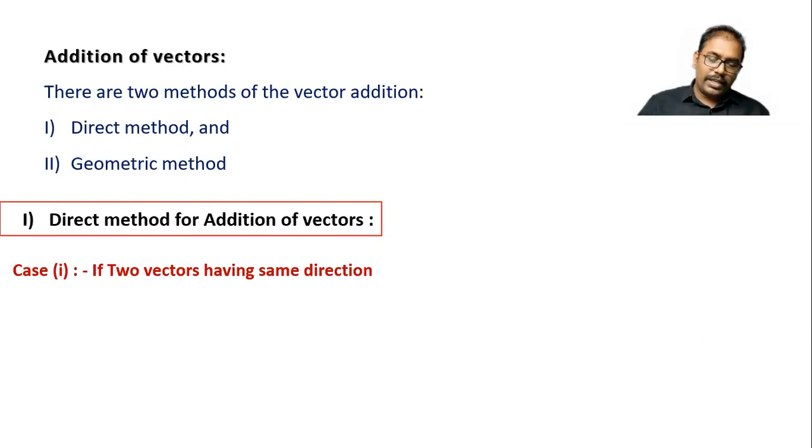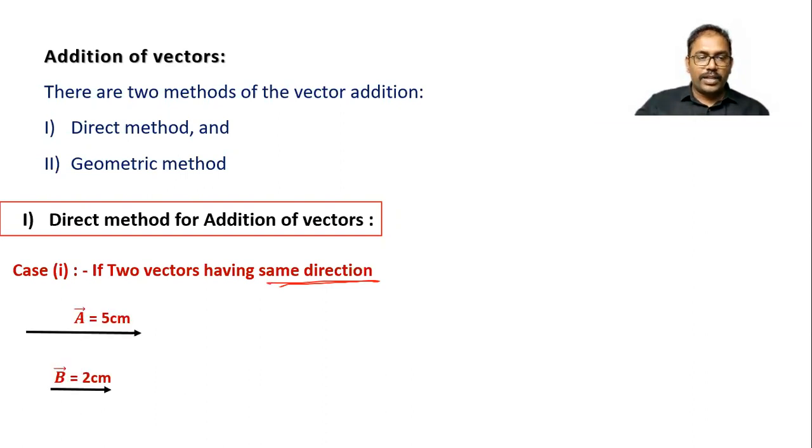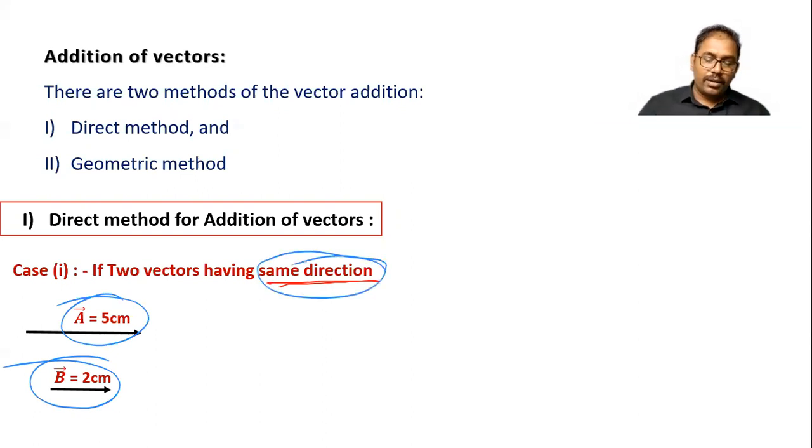Here you note one thing. If vectors have the same direction, then how to add? You can see here, I consider one example, vector A bar. You can see in the diagram it has 5 centimeter magnitude, and you can see a direction. B bar has a 2 centimeter magnitude and its direction is the same as the direction of A bar. So they have the same direction. Then how to add? You can add it directly.